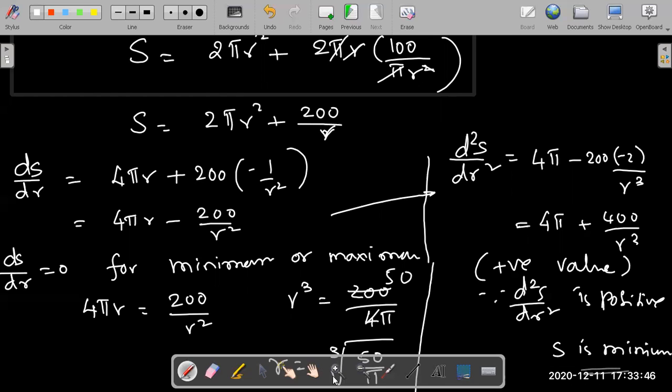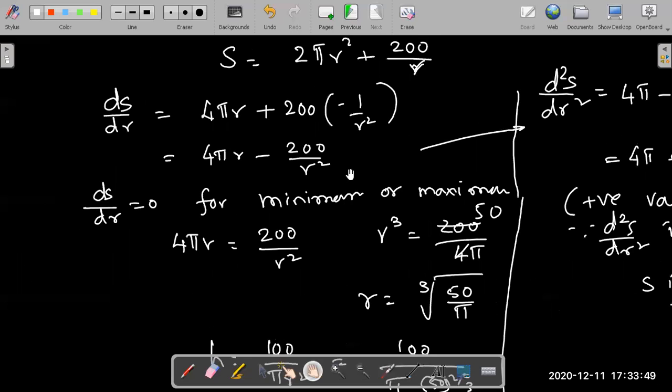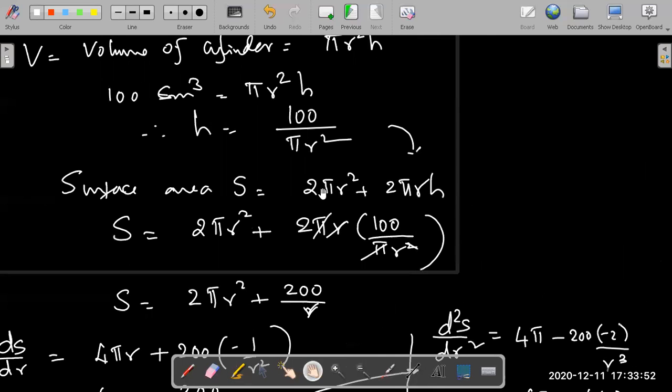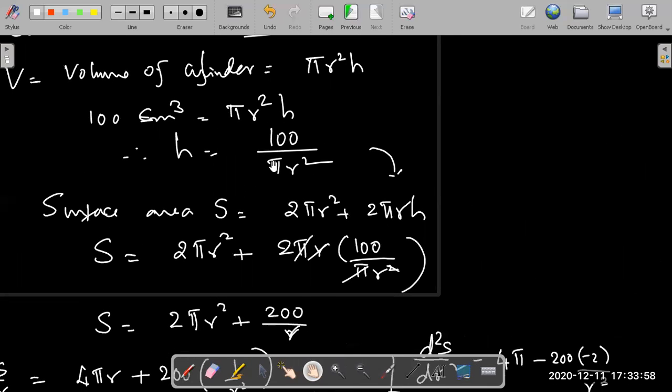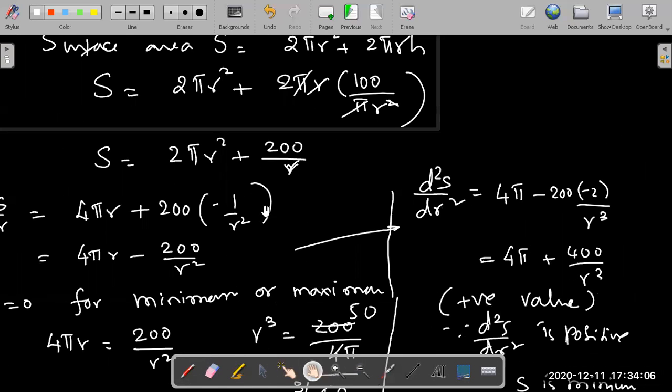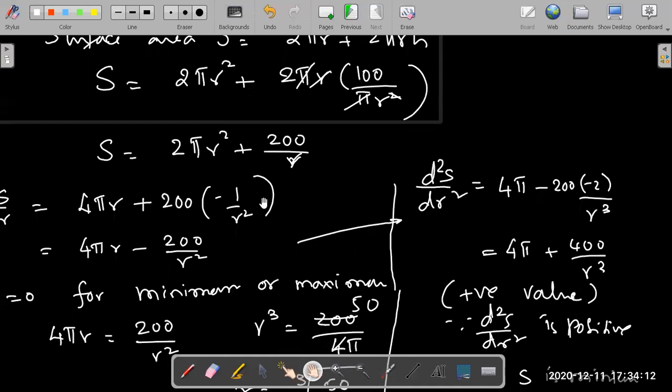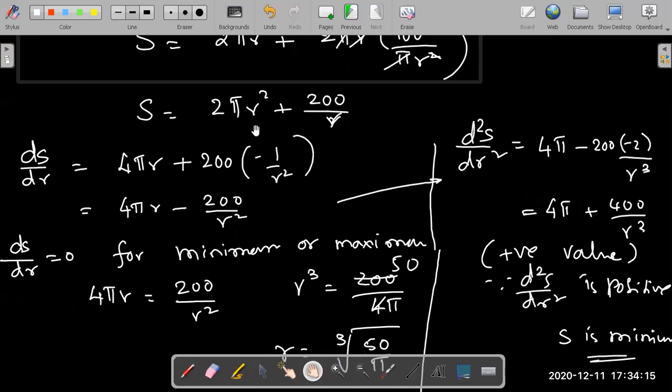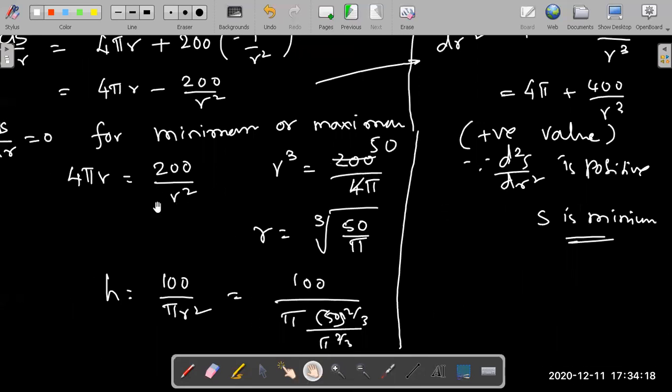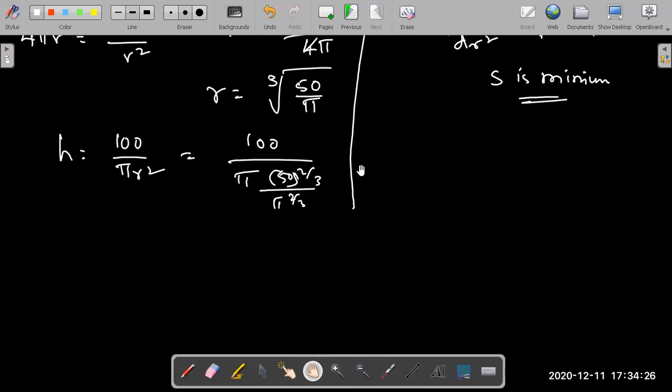So we have done that part. Now let us look at the dimensions. For the dimensions, we will just check whether we have done it correct or not. 2πr² plus 2πrh, 2πr into h, 100 by πr². So 100 by πr², π gets cancelled, one r gets cancelled. So you have 200 by r and minus r, 200 minus 1 by r². So this is 200 by r². This is also correct. So 4πr is 4πr. So you get r³ is equal to 200 by 4π. So 50 by 5. So this is correct.